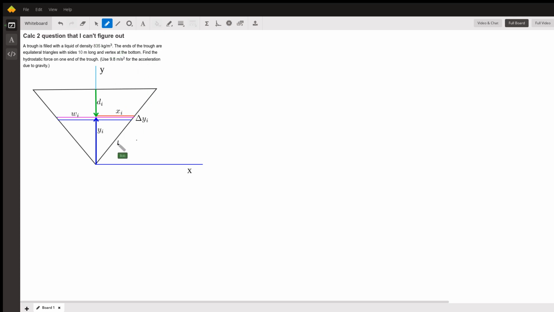This length here is 10, as is this. The entire length of this is 10, which means that this side is 5 meters and this side is 5 meters. And the height here is going to be 10 cosine 30, because as you know, this angle is 60, so that's 30, which would be 10 times the square root of 3 over 2, or 5 root 3.